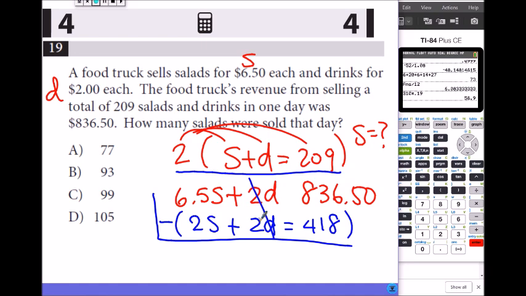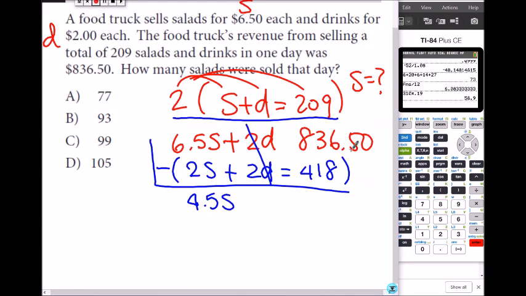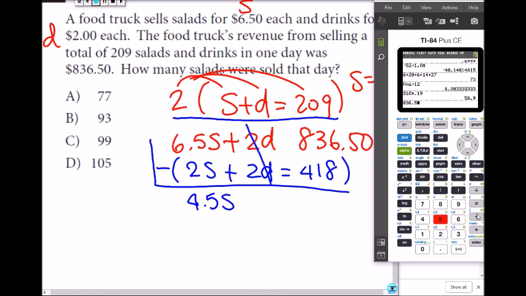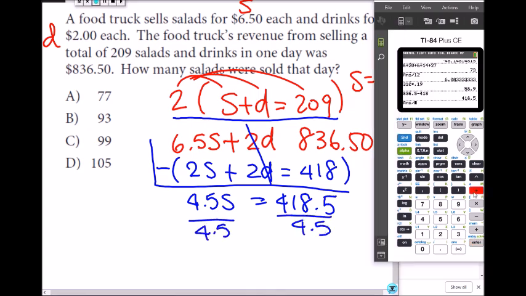So 6.5 minus 2S is 4.5S. And 836.50 minus 418 will be what? 836.5 minus 418, I get 418.5. So then divide by 4.5. So now divide by 4.5. So you get 93. So B.